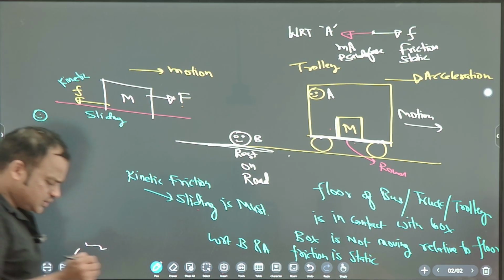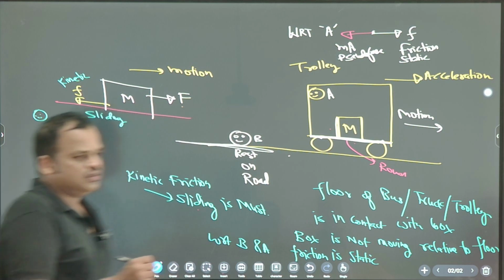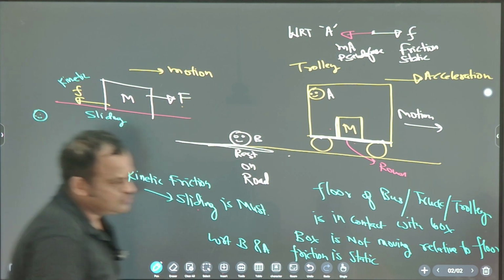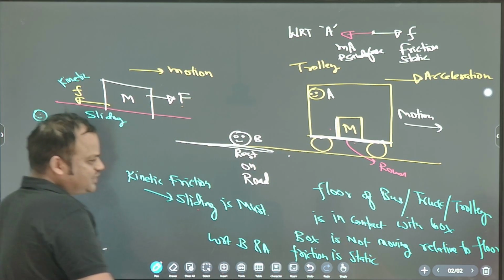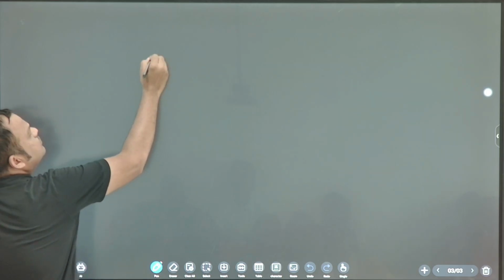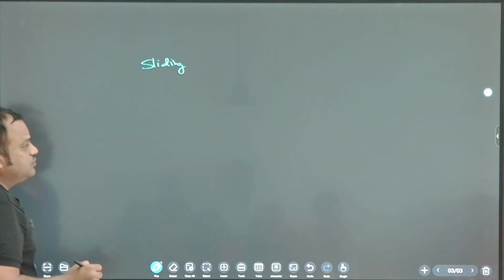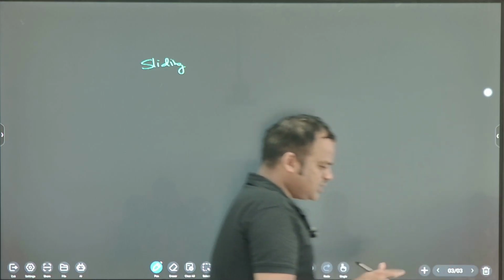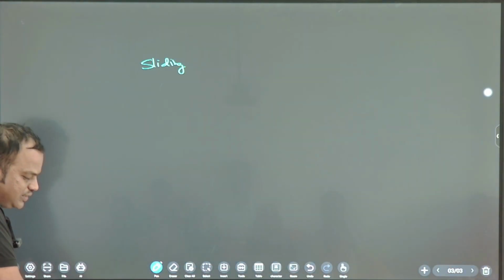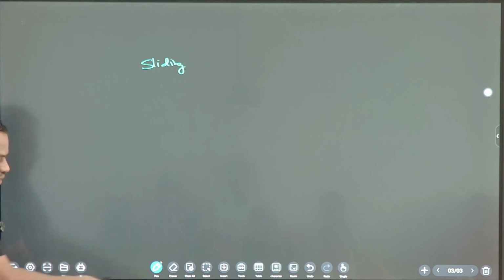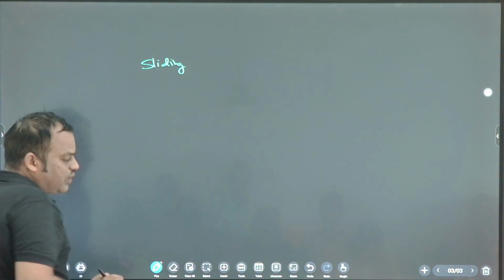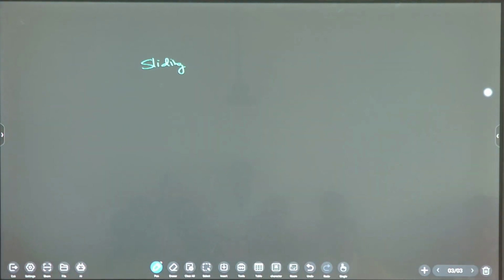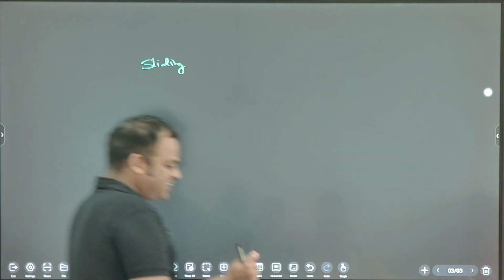Suppose I am walking like this. You observe. Now I am walking like this. What is the difference? When I do like this, sliding is there, correct or not? But now, is sliding there or not? There is no sliding. I am just putting my leg and removing. So what type of friction is acting right now on me? Static or kinetic? Static.